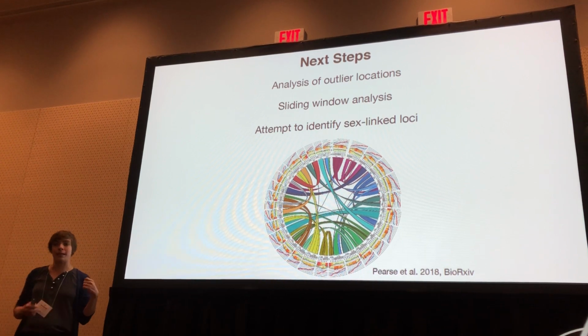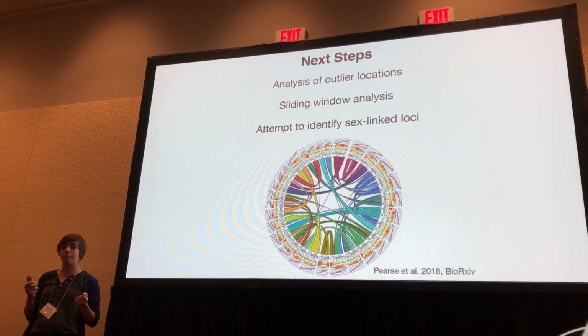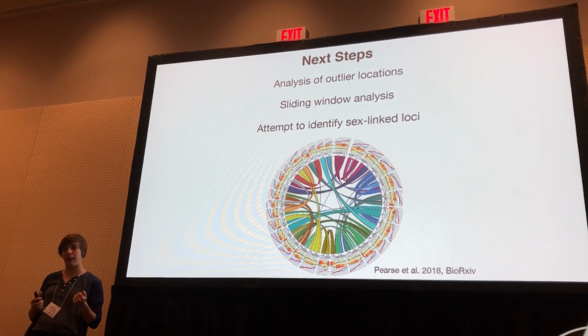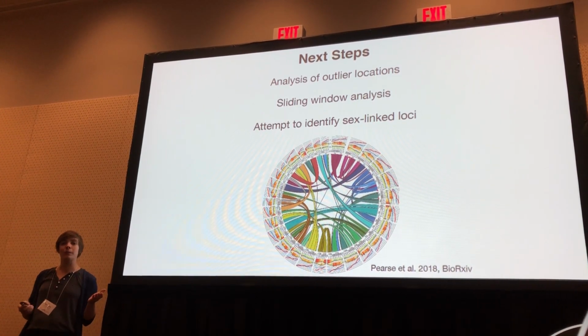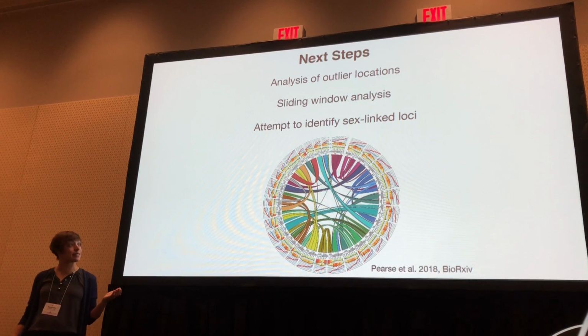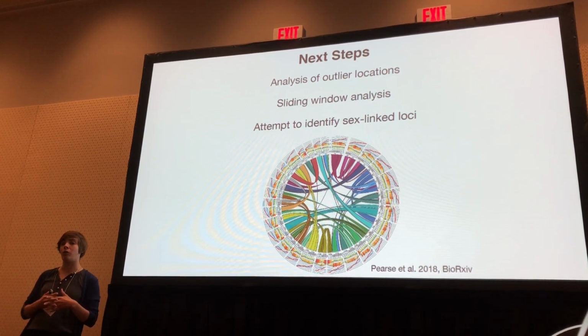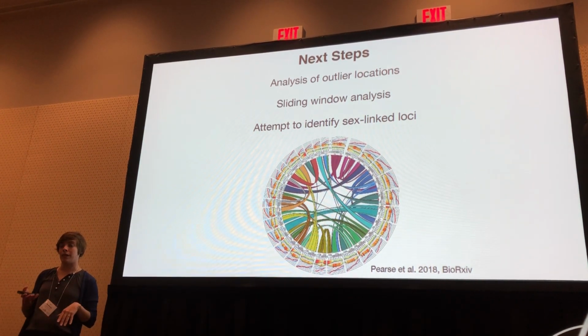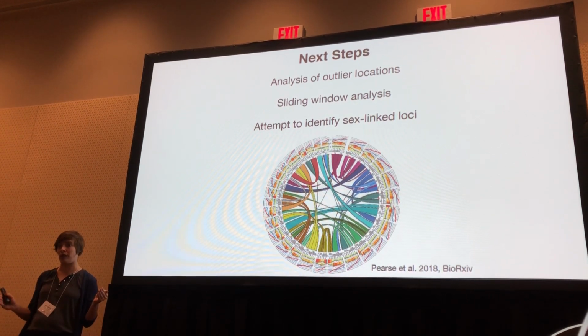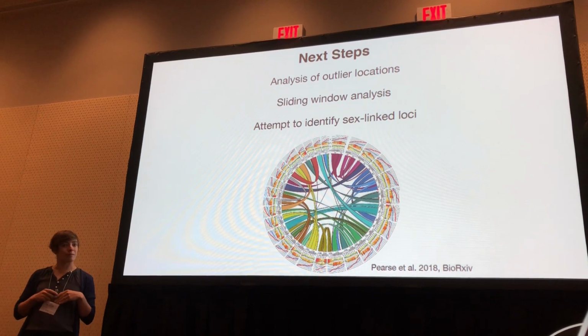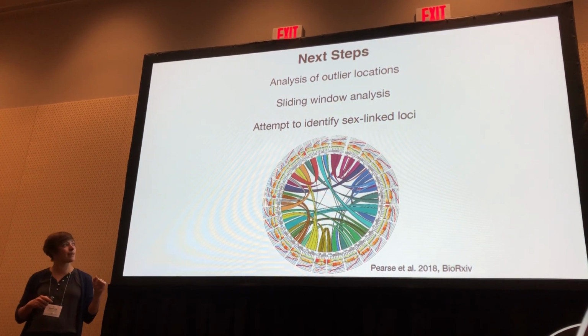And so I'm also going to attempt to identify sex-linked loci, because I think that sex-biased processes and hybridization could be particularly important for this system, especially given what we know about selection operating differently on sexes in rainbow trout. So stay tuned for more work on this topic.